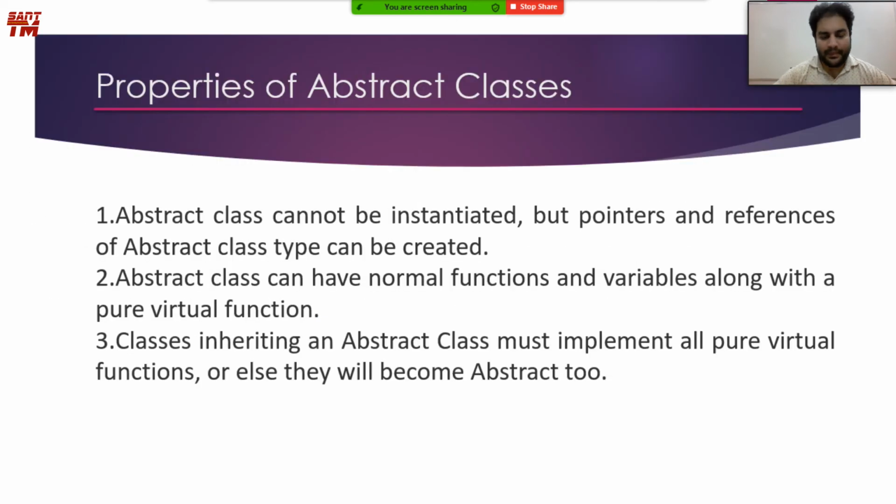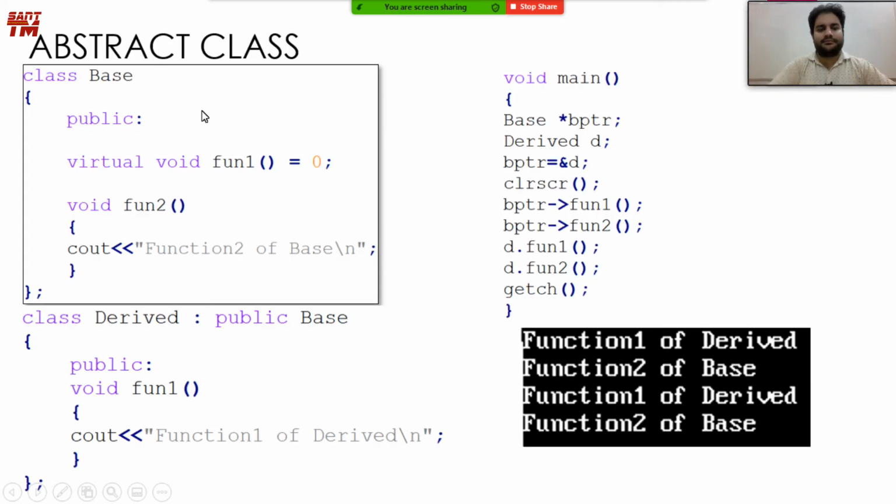Okay, there are some properties of abstract class. We will get back to these properties once we see an example. See, class base has public virtual void fun1 equals 0, but void fun2 is a function of base. Class derived inherits the base class in public mode, with void fun1. Now the pure virtual function is declared here, not defined.